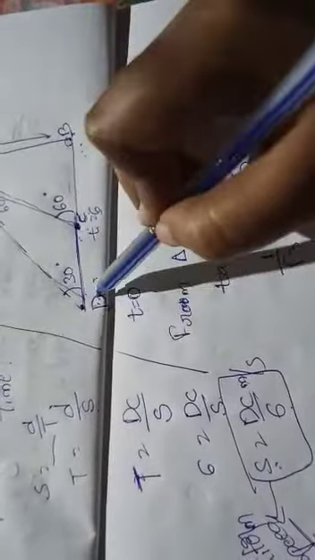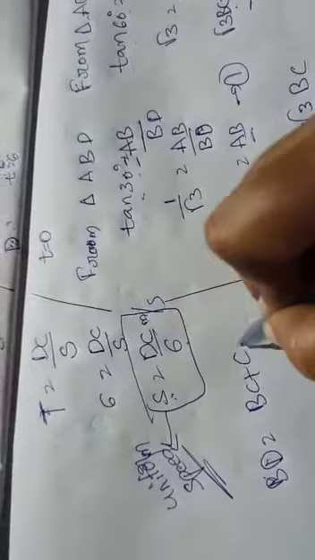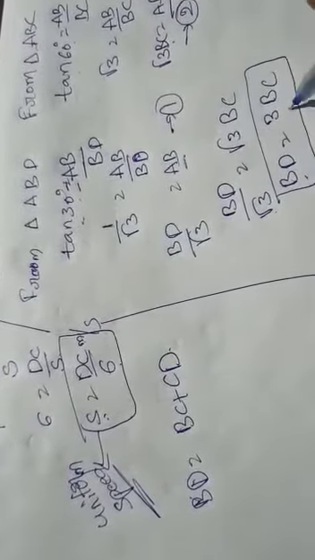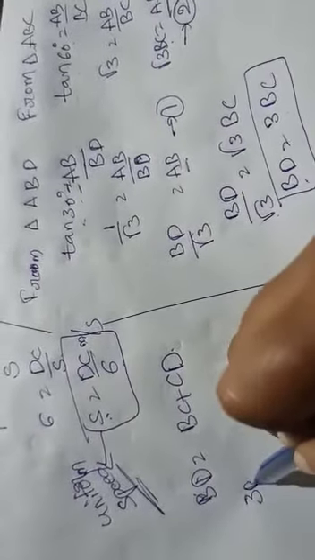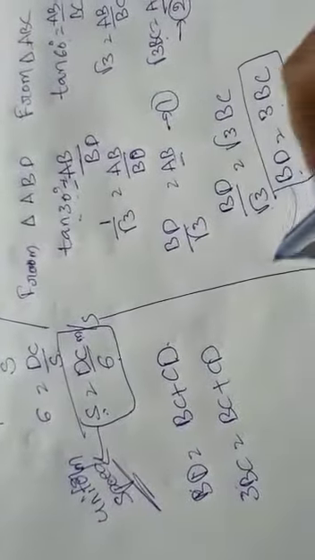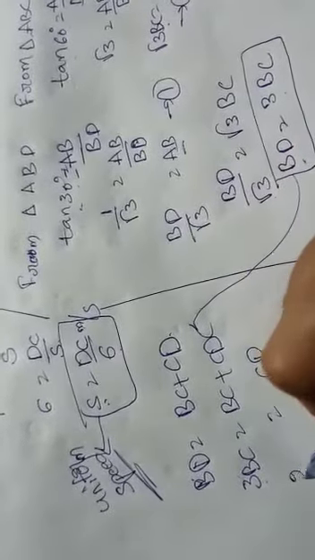We know BD equals BC plus CD. BD equals BC plus CD, and BD equals 3BC. Therefore CD equals 3BC minus BC, which is 2BC.